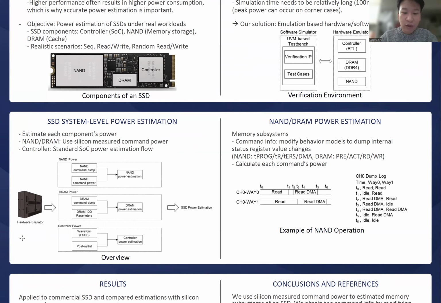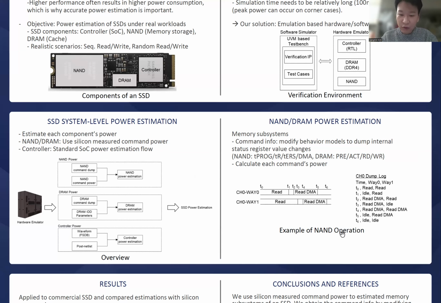To obtain the command information, we modify the behavior models of the memory subsystems to dump internal status register value changes. This allows us to know what command each component is executing, whether it is tprog or tR for a NAND, or if a DRAM is running a pre-charge or activate command. We use this info to calculate power using the previously mentioned silicon measured command power values.